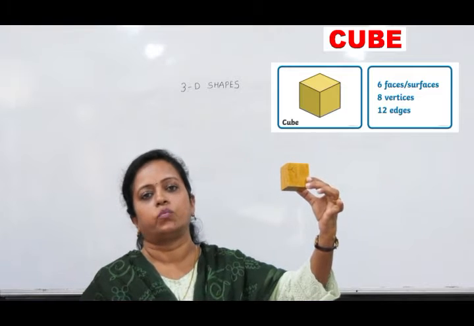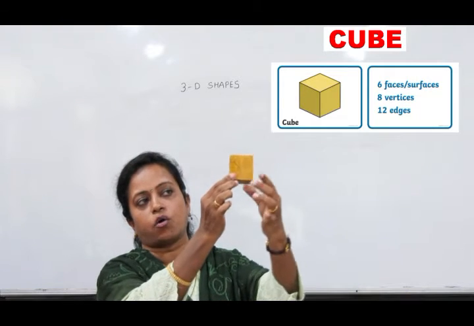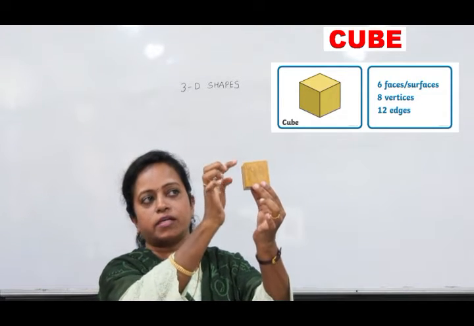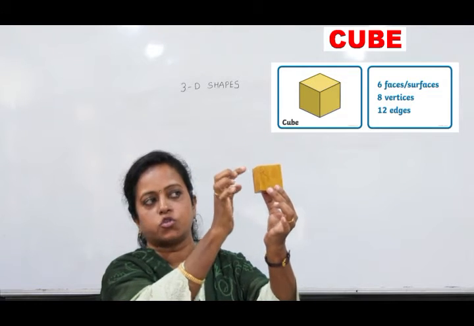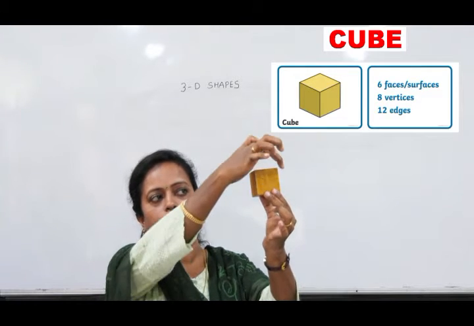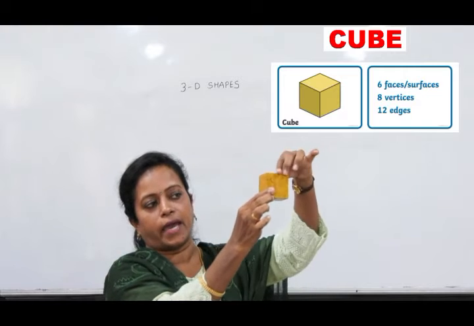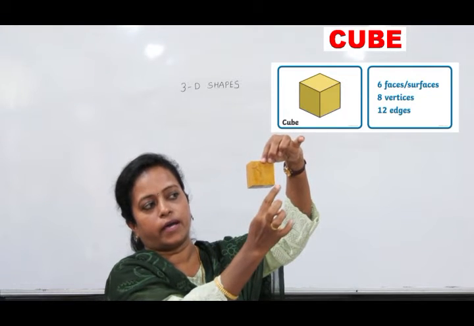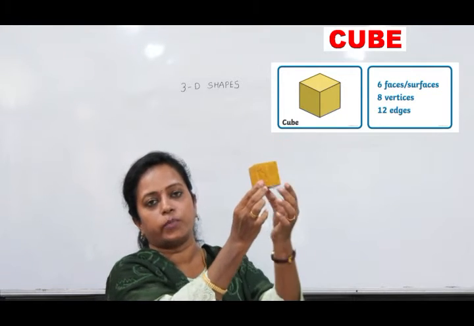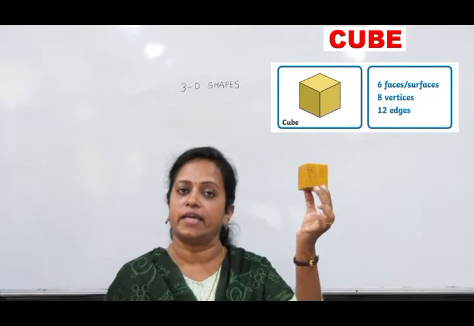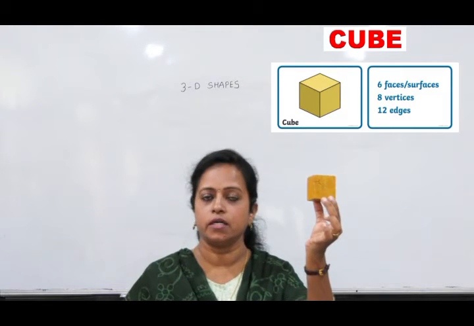What about the vertices? You can see the corners. We learned that the corners are called the vertices. So how many corners? 1, 2, 3, 4 on the top and 4 at the bottom. So in total how many vertices are there? There are 8 vertices in a cube.